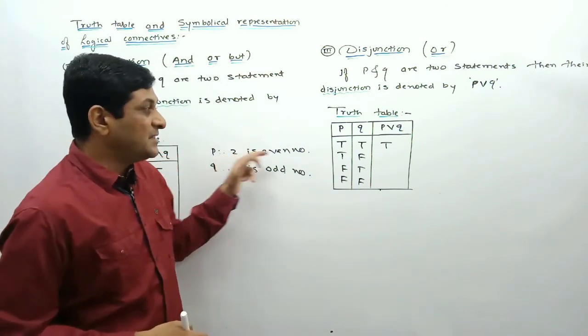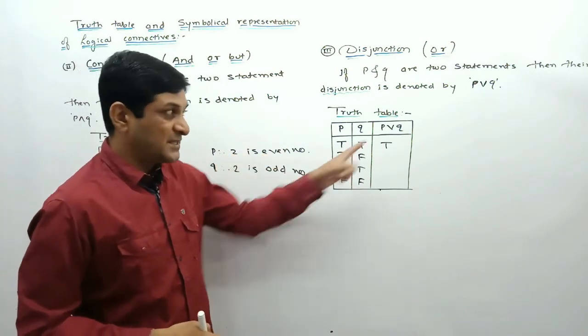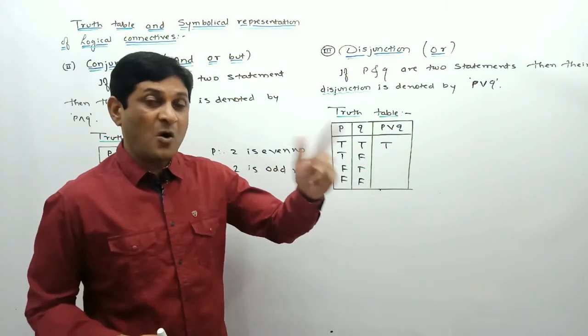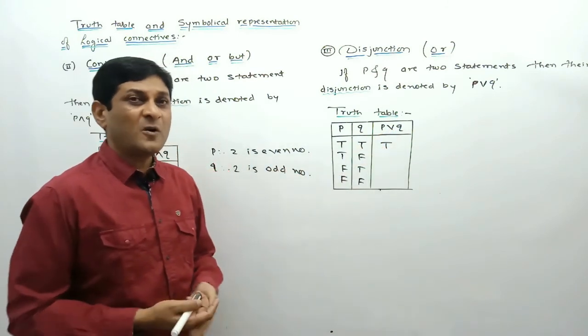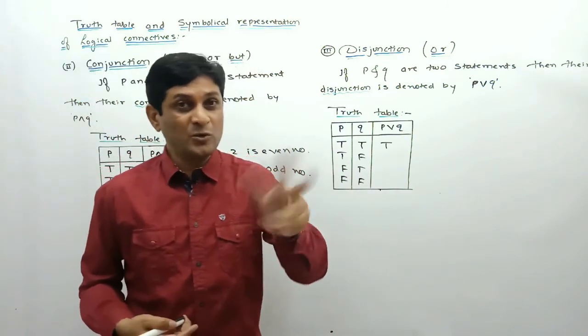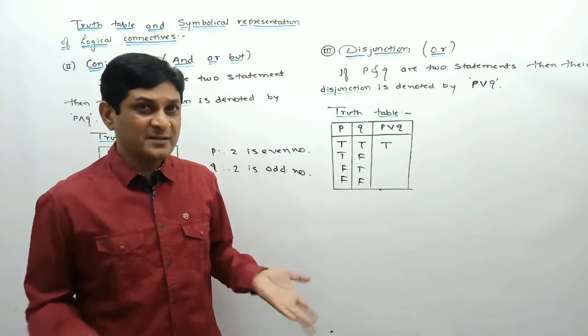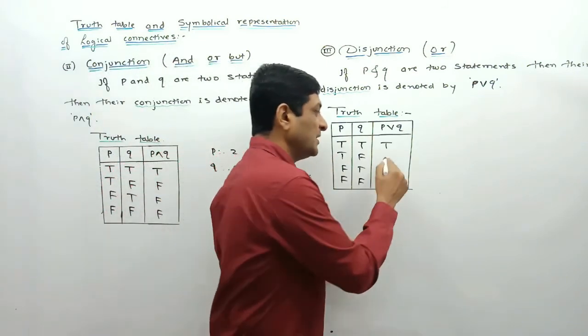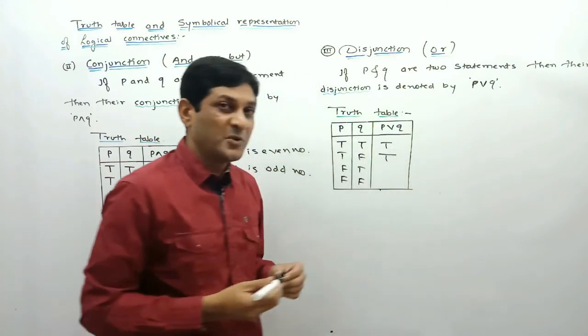2 is either even or odd. Just I am using or. 2 is either even or odd. 2 can be either even or odd, one of the two is correct. So yes, 2 is even. So it means if at least one statement is true, the result will be true. Hope you are getting it.